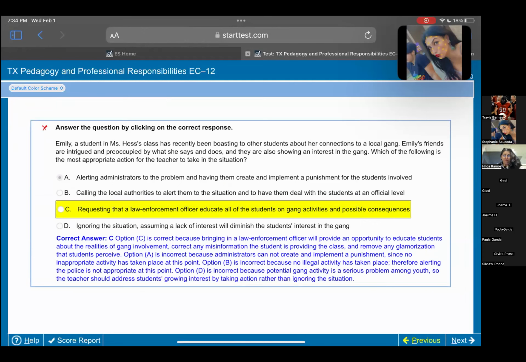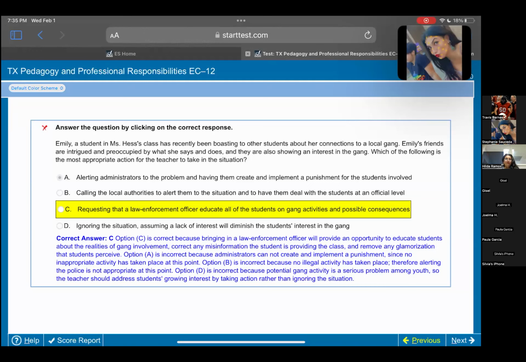Emily, a student in Mrs. Hess's class, has recently been boasting to other students about her connections to a local gang. Emily's friends are intrigued and preoccupied by what she says and does. So her friends are intrigued, distracted by what she says and does. They're also showing interest in the gang. Which of the following is the most appropriate action for the teacher to take?